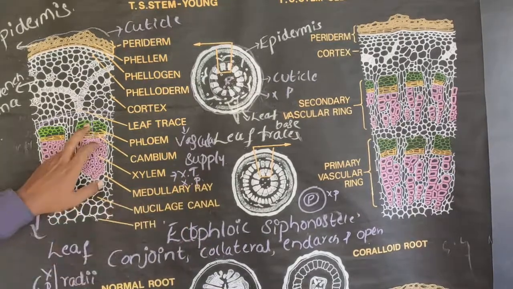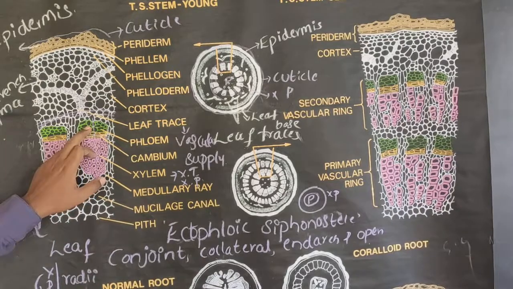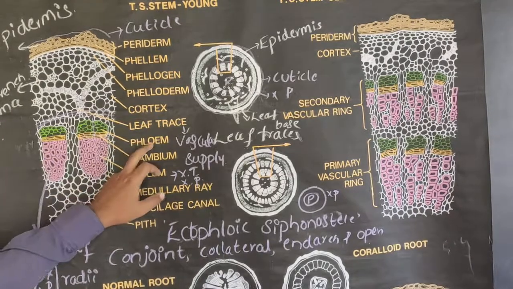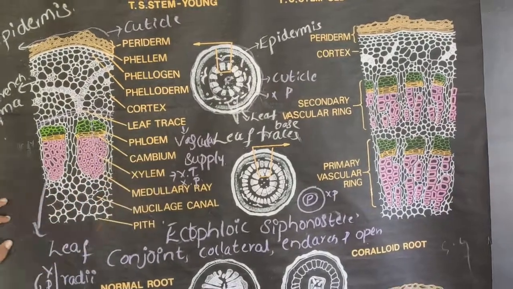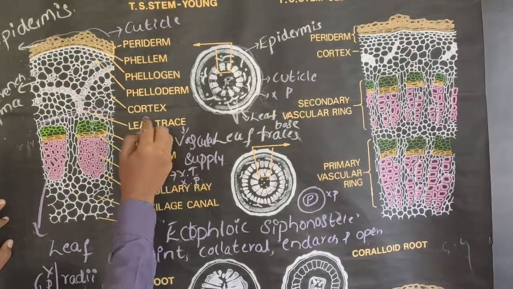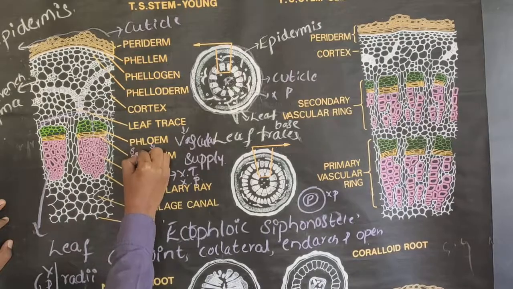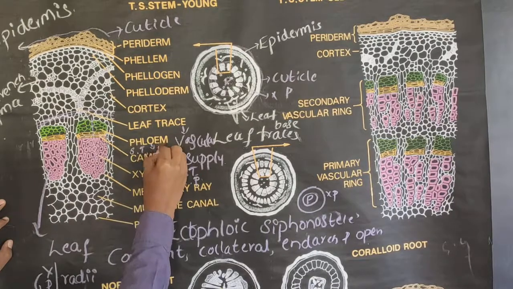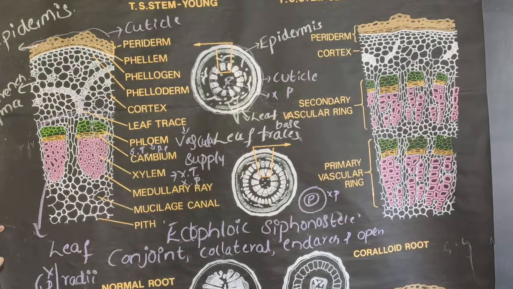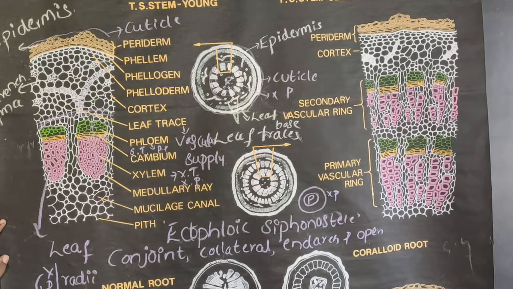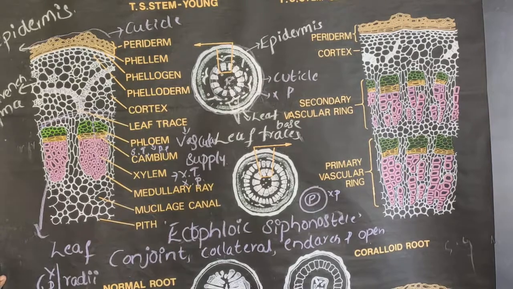And in case of phloem, companion cells are absent. The phloem in case of cycas stem is represented by sieve tube and the phloem parenchyma. Only phloem parenchyma and sieve tube elements are present in phloem. And in case of xylem, tracheids and xylem parenchyma are present.